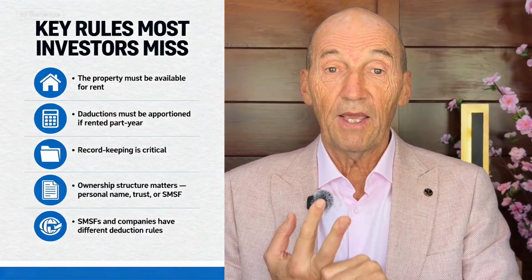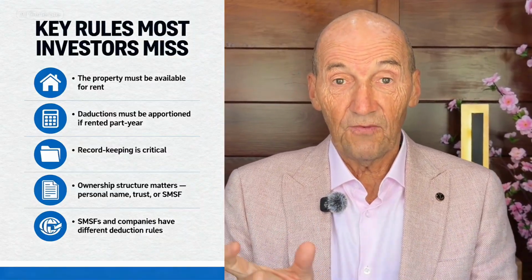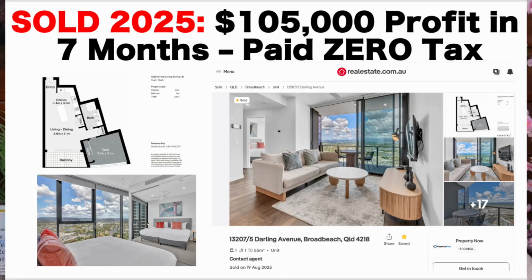Now, the key things that most investors miss is the property must be available for rent. Deductions might be apportioned if rented part year, so if you're only renting it half the year, you can only get half the deductions. Record keeping is critical. Ownership structure matters, whether it's in your personal name, trust, or self-managed super fund. I'll talk about it in another video. It's a fantastic way to invest in properties in your self-managed super fund, especially if it's new property. It can fast track your retirement. And I've invested in self-managed super fund properties and I'm paying zero tax on some of them. So it's a fantastic way to get your tax levels down.